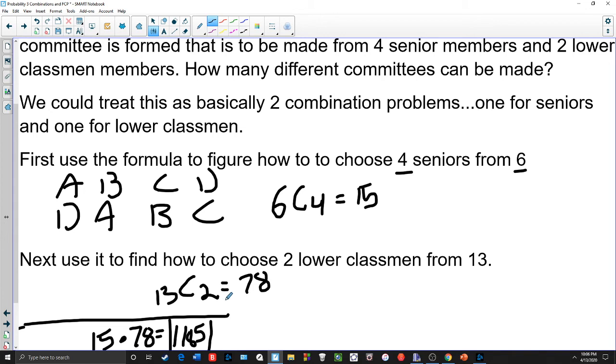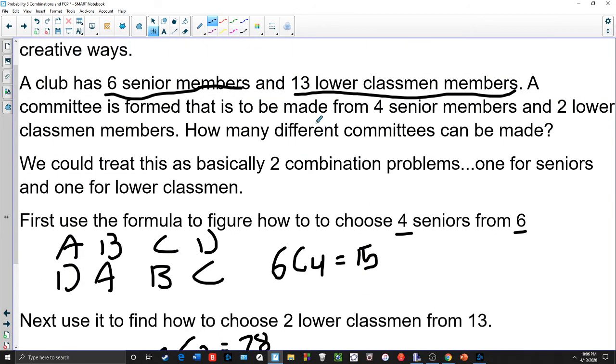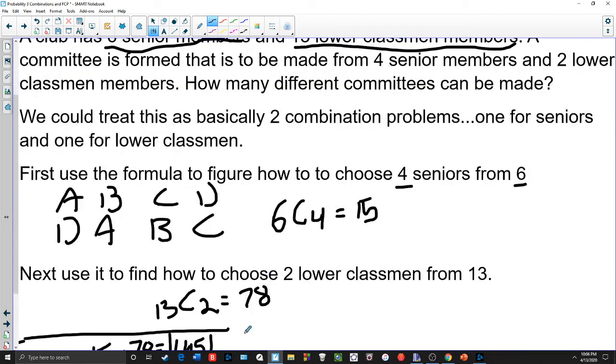So again, if you have a case where you have a bunch of different categories and you're picking from a different pool for each category, so for seniors I was picking from this pool of people, and for lower classmen I was picking from that pool of people, then break it into 2 separate problems.